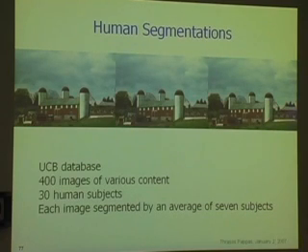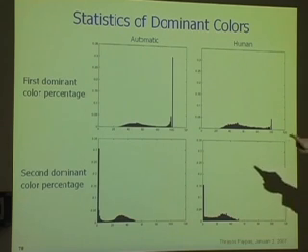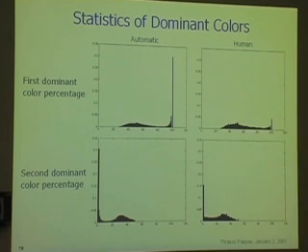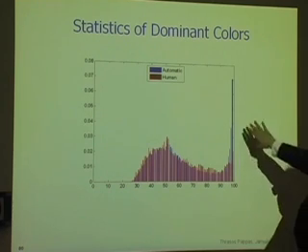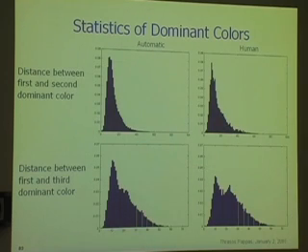So here is another example. We had 400 images with different content, segmented by 30 subjects, and each image was segmented by at least a few subjects. We collected statistics, and we were interested to compare them with our statistics. One difference, if you look at the first dominant color percentage, is that in the human segmentations you don't have this high proportion of 100%. But otherwise, the shape is very similar. I'm not sure how exactly to compare this, but what we did is ignore the 100% and then plot the rest. Again, you have some discrepancy up here, but generally it's a similar distribution. So maybe that's a good indication, we thought. Also, if you look at the distances between the first and second dominant color, the human distribution seems very similar to our distributions.